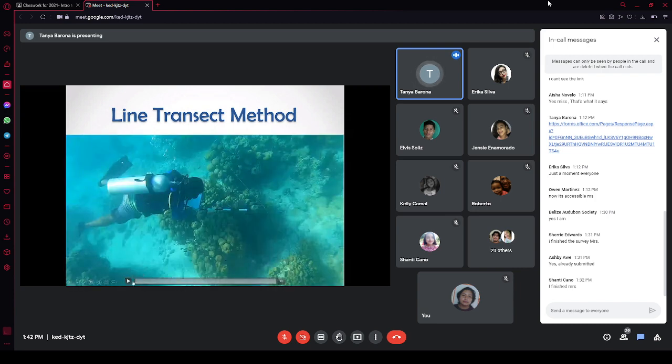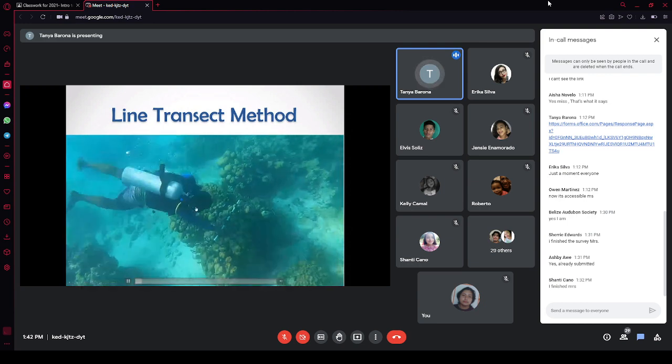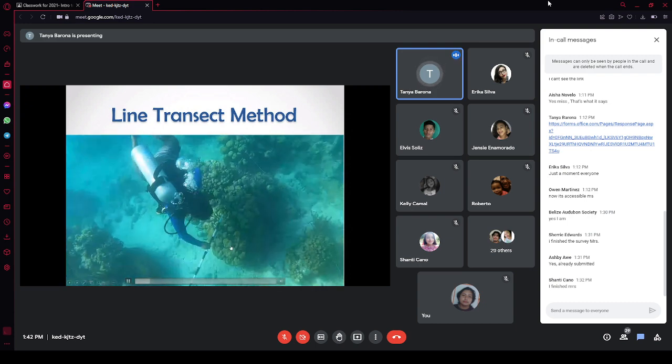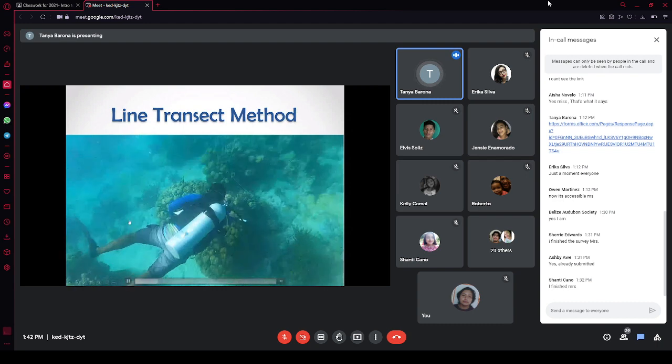This is a different site demonstrating the same method. However, this site has larger, bolder corals versus the other site, which has smaller corals. If you'll notice, there is a difference in this area too. There is a lot of sand.